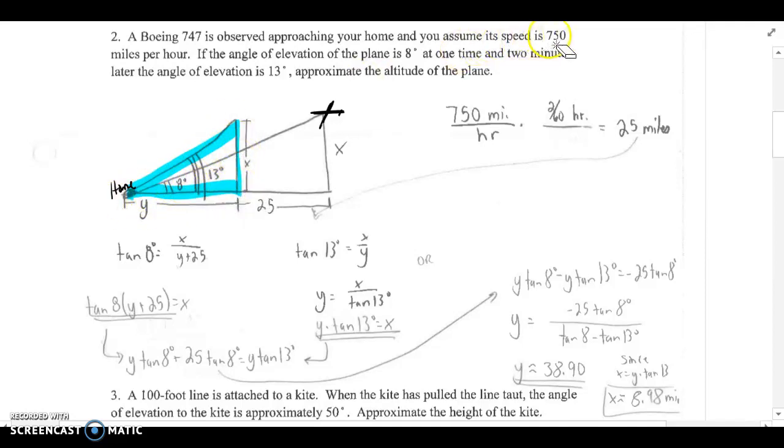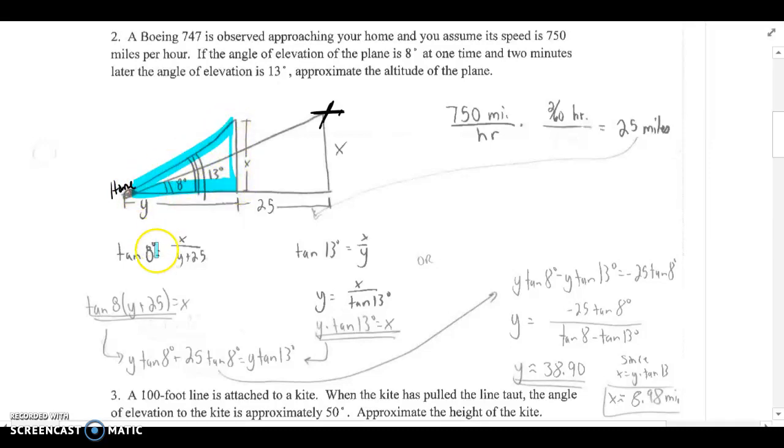But since the airplane is traveling 750 miles per hour, we can do speed times time to figure out the distance. Here is our speed in miles per hour. 2 minutes is 2/60ths of an hour, so if we multiply those, we can see that the airplane has traveled 25 miles in those 2 minutes.